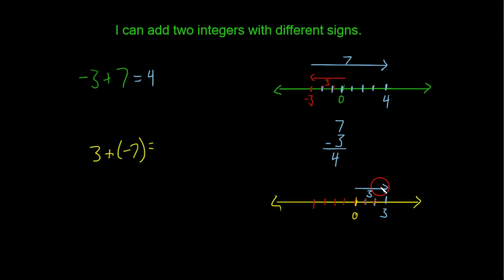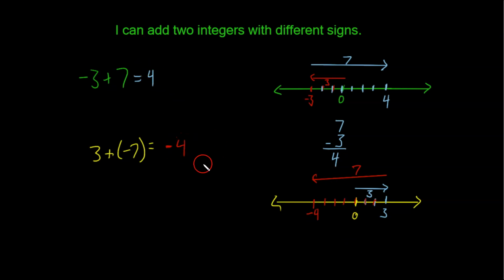So where do we end up at? Let's draw our arrow quick here. You know, this arrow is 7, has a distance of 7. We end up 4 to the left of 0. So 1, 2, 3, 4. We end up at -4. So our answer here is going to be -4.